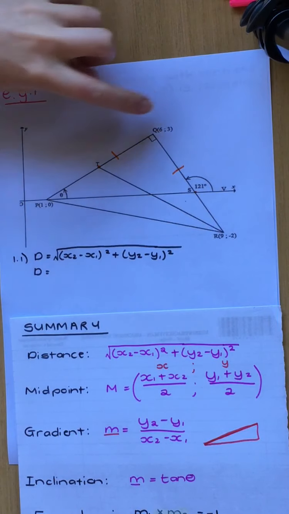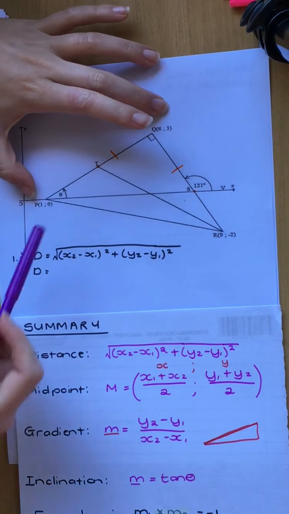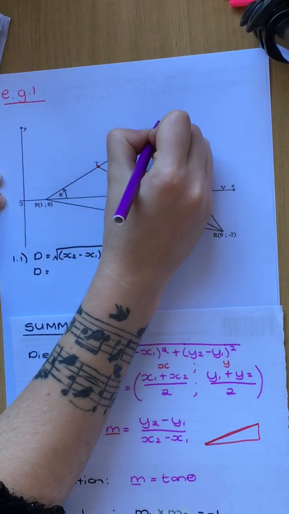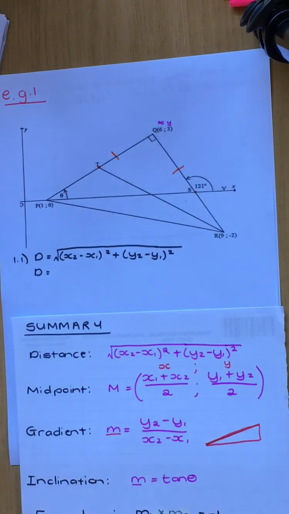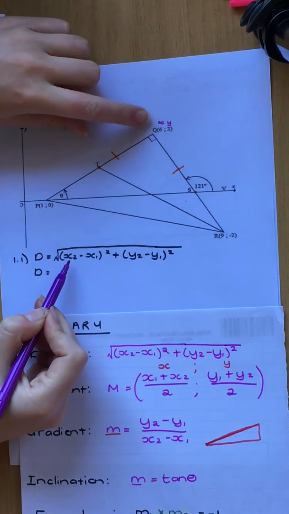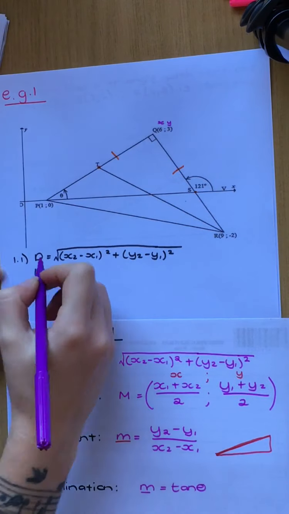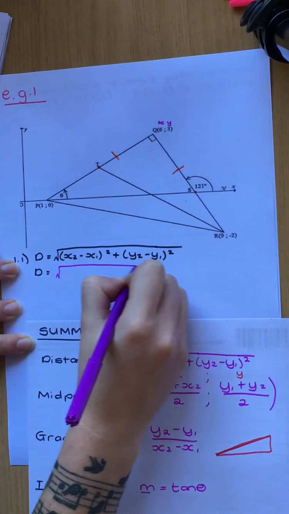You can choose, remember, so this is your line. These are your two coordinates, (1, 0) and (6, 3). So this would be your x and that would be your y. Now you can choose which one to start with, but if you make x2 that one, then your y2 must also be that one. Okay, so let's start off like that.